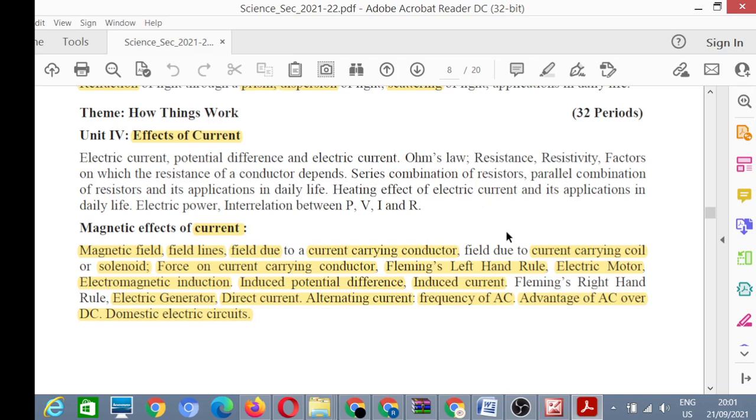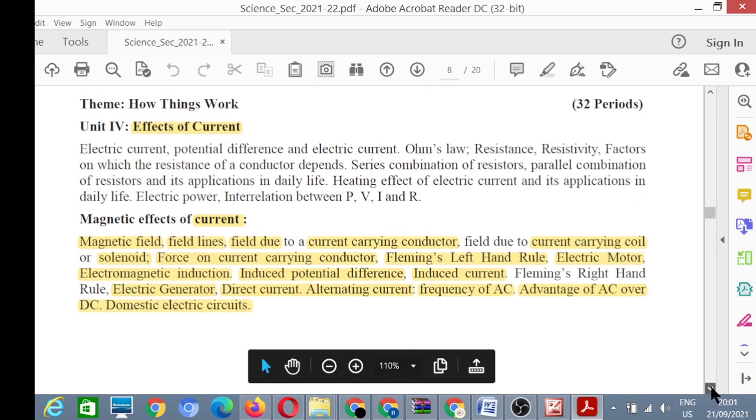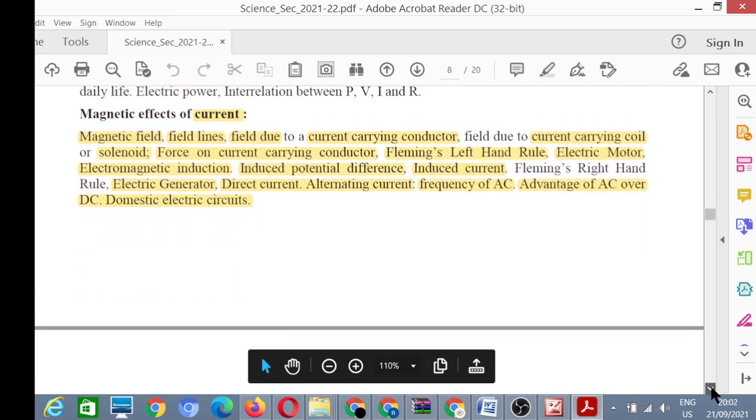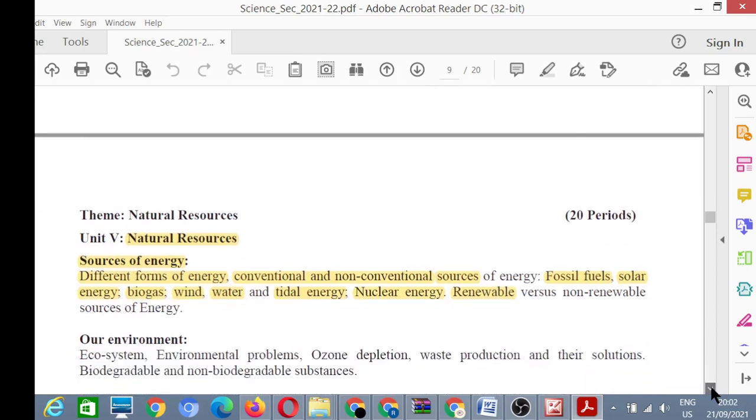Now direct current and alternating current, DC and AC. Now what is the difference between DC and AC? What are advantages of AC over DC? Then we have domestic electric circuits. So this chapter was related to current, a chapter of physics.